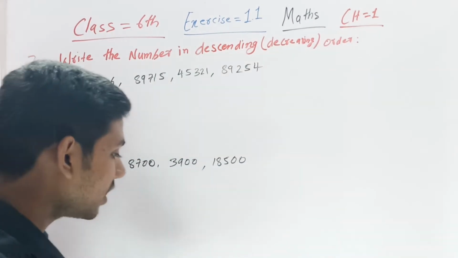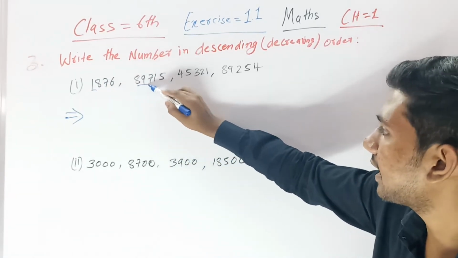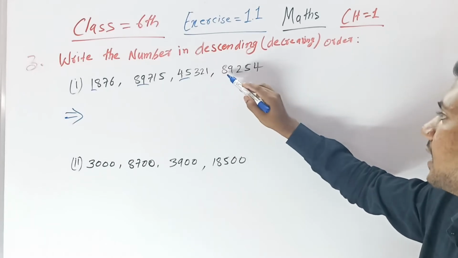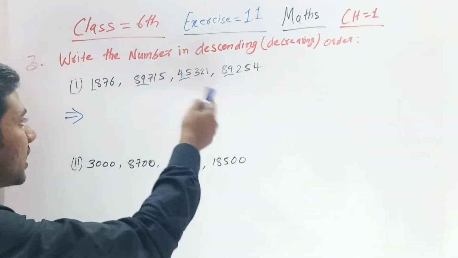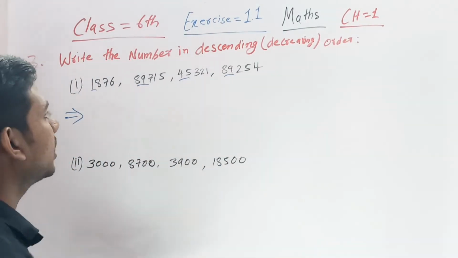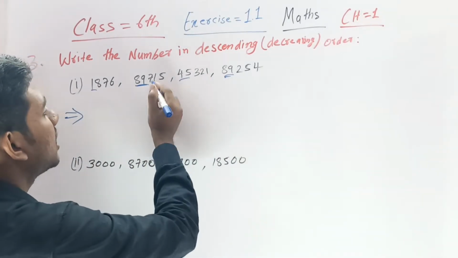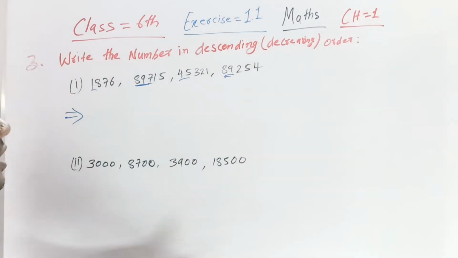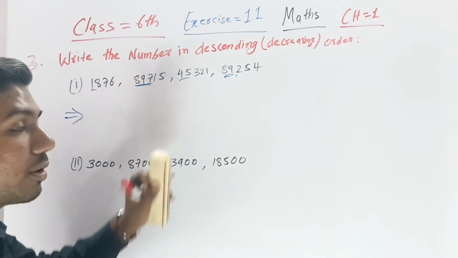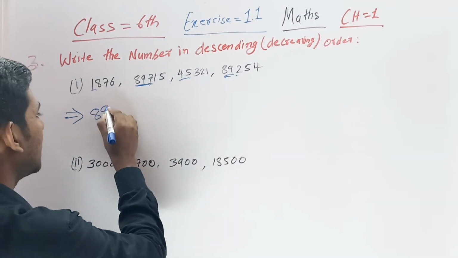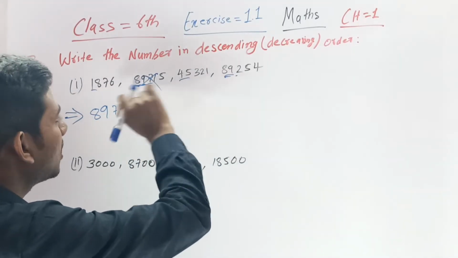So if you focus here, it's 1,000, it's 89,000, it's 45,000, it's 89,000. Tell me which is greater in that. 89,000 and 89,000, both are the same. If you see the 1000 place, this is 7. If you see the 100 place, it's 700, it's 200. Which is greater? Obviously 89,715 is the greater one. So write first 89,715. Cut that.